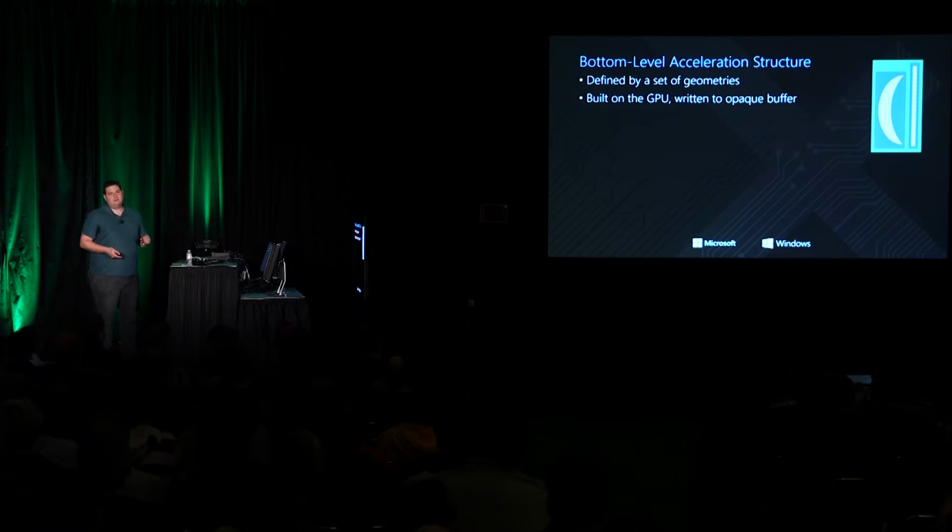Now, the bottom level acceleration structure, which is the lower of the two levels of the hierarchy, is defined by a set of one or more geometries. It's built on the GPU, and it's written to this opaque buffer format.